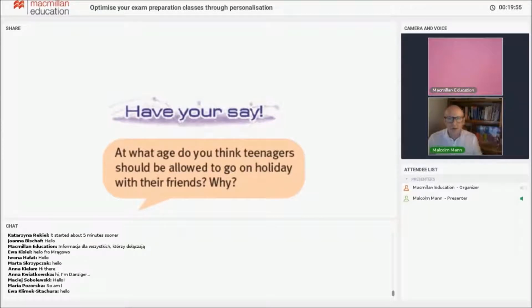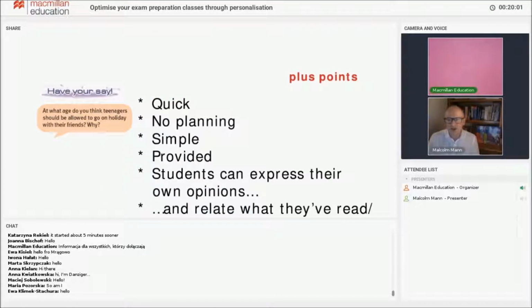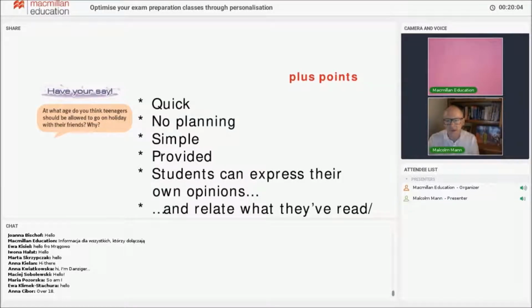Now, some of you may remember a few years ago, Steve Taylor-Knowles, my co-author, and I had a course called Laser. Some of you may have used it, doesn't matter if you did or you didn't. But in Laser, we had a little feature called Have Your Say. And this was focusing on personalization. And teachers really liked Have Your Say. There were lots of plus points. It was very quick. There was no planning. It was in the book at the end of the reading section or the listening section.